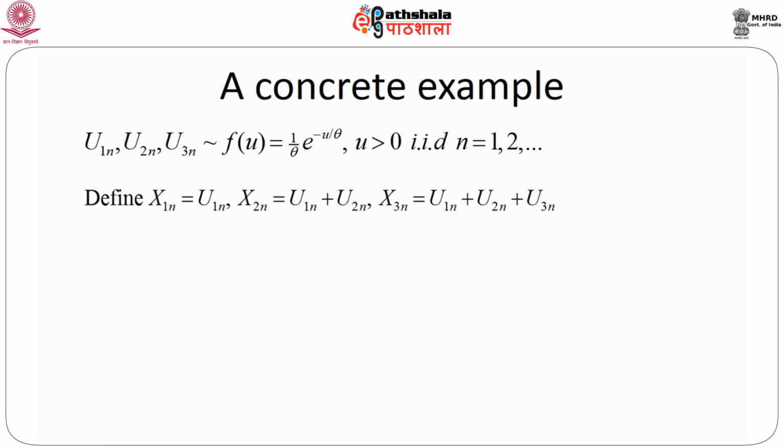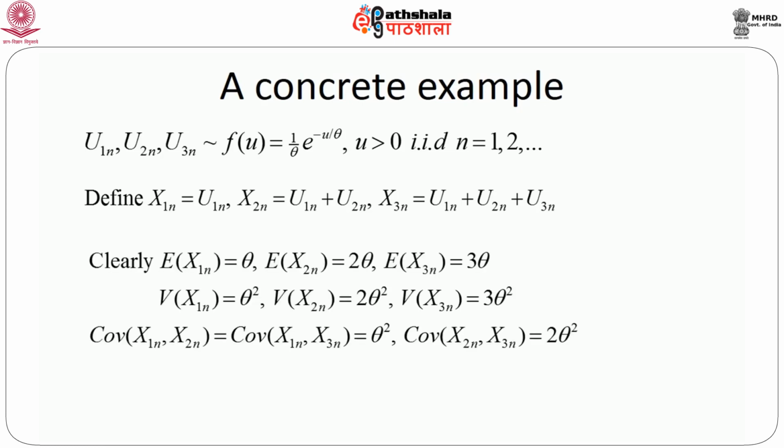In fact, it is extremely easy to evaluate that expectation of X1n equals theta, because X1n is nothing but U1n, and U1n is nothing but an exponential distribution with mean theta. Expectation of X2n is 2 theta, expectation of X3n is 3 theta. Variance of X1n is theta square, variance of X2n is 2 theta square, and variance of X3n is 3 theta square.